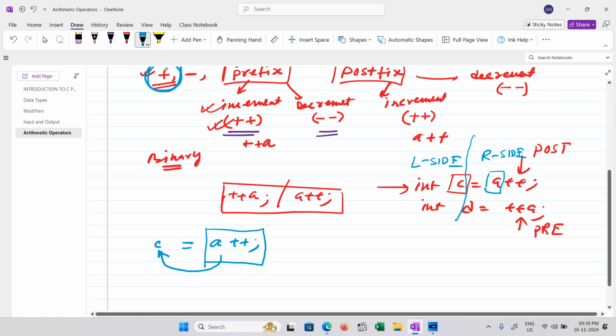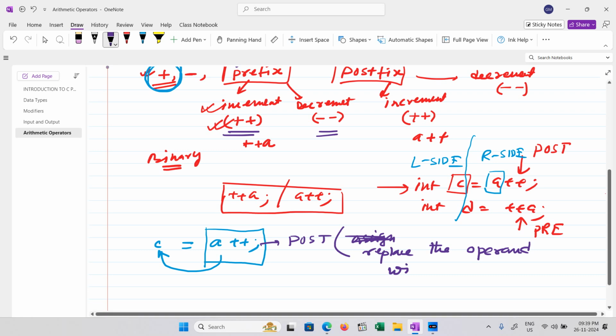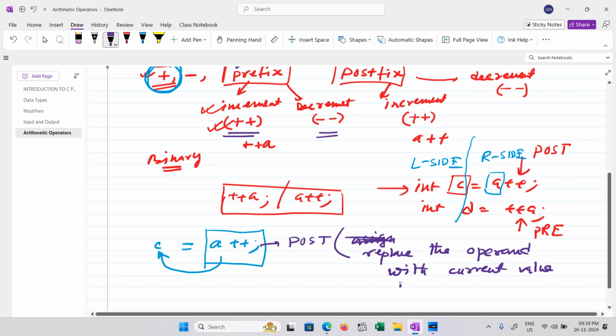Okay, assigned to c. But how will it work? Remember what I told you. Which version is this one? This one is post. So post means what? Post means assign, or not assign, sorry, replace the operand with the current value in the expression.